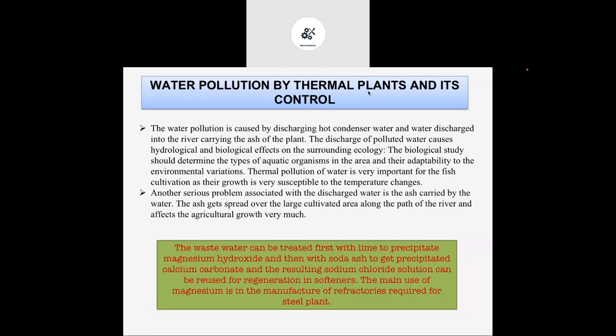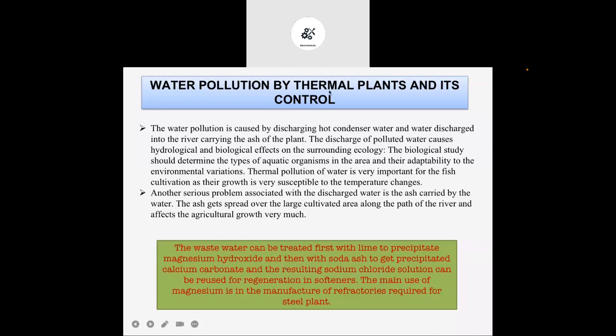So in that case, whenever we have to reduce the level of the magnesium hydroxide, we treat this magnesium hydroxide with lime, and when we treat it with lime, the magnesium hydroxide gets precipitated. After that, we again treat it with soda, and we get the precipitate of calcium carbonate or calcium bicarbonate. Then the remaining solution is a sodium chloride solution, and it is reused for regeneration in the softeners. To regenerate the softeners, we can use this sodium chloride solution.